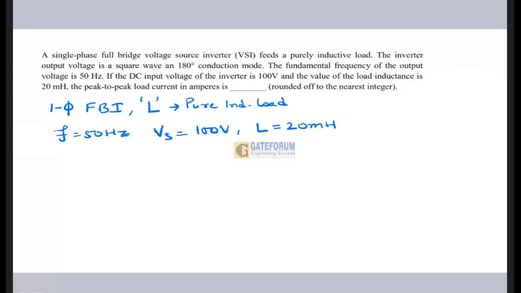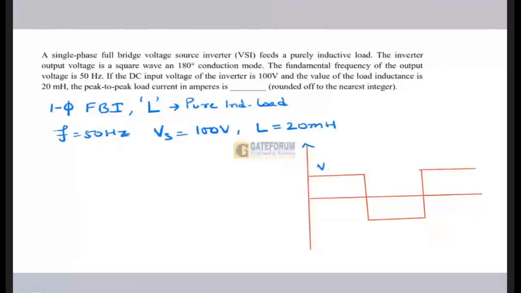So I know that for a purely inductive load, my load current would be linearly rising from minus I naught to plus I naught, right? I have already shown you this, that the output voltage will be independent of load. It will be plus Vs for T by 2 and minus Vs for T by 2. Your output voltage is independent of load. So this is your Vs, and that is 100 volt, and this is minus Vs, and that is minus 100 volt.